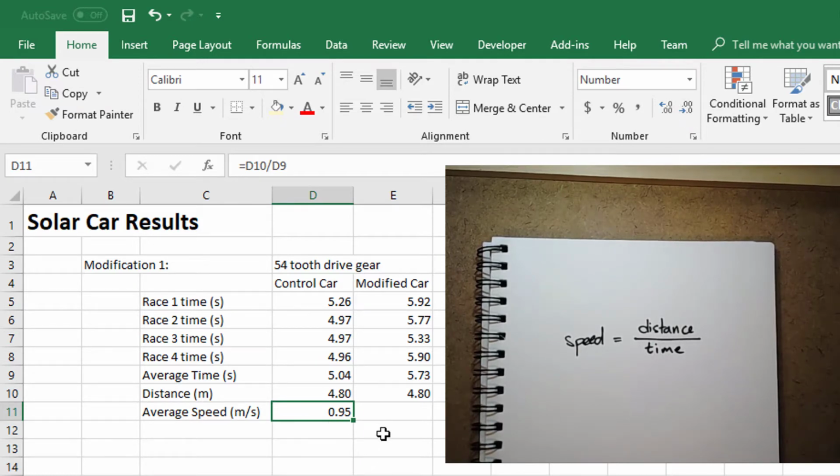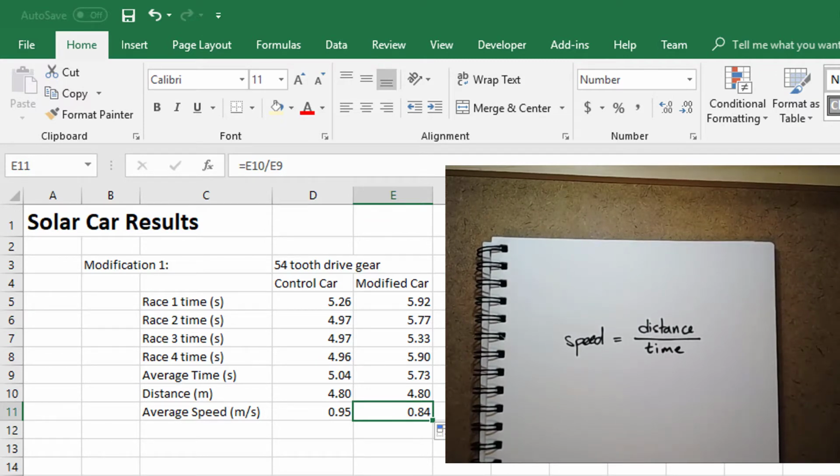Okay, that's pretty sensible, isn't it? All right. Now what I'm going to do is, instead of typing all that again, I'm going to use my autofill function again. So I'm going to grab that autofill handle. I'm going to drag it across like that. There we go. So that tells me that my modified car had an average speed of 0.84 meters per second.